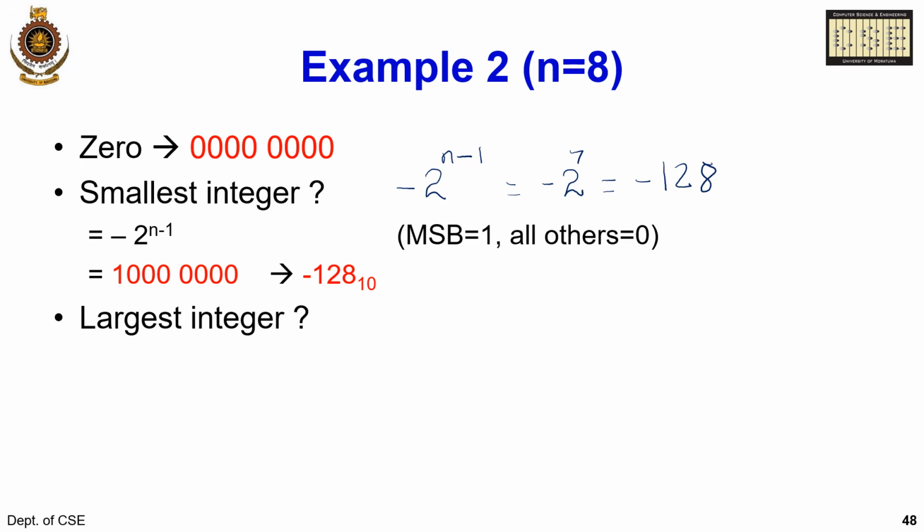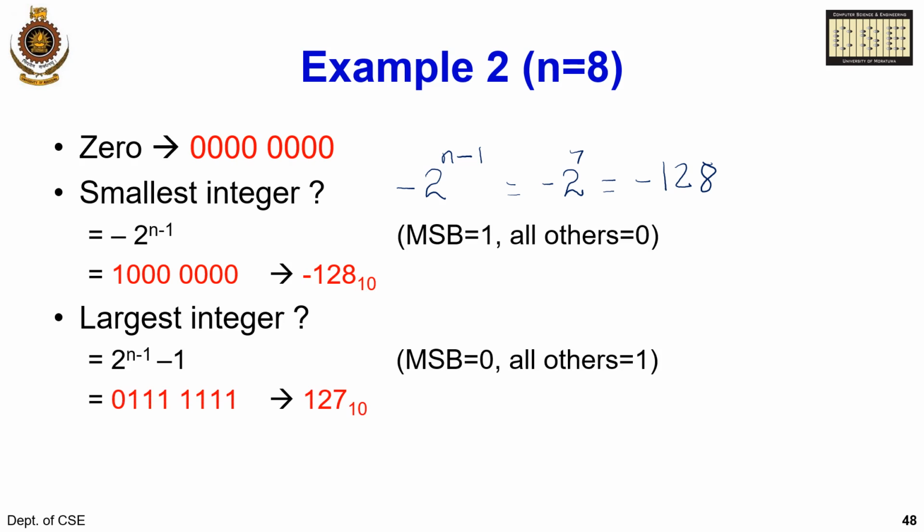The largest integer is when the most significant bit is 0 and everything else is 1. We have 2 to the power n minus 1, minus 1, right? So this is 127 in decimal. This is the largest integer, and this is the smallest one. So the range is from minus 128 to positive 127. So the reason we have this minus 1, I'll use a different color, this minus 1.